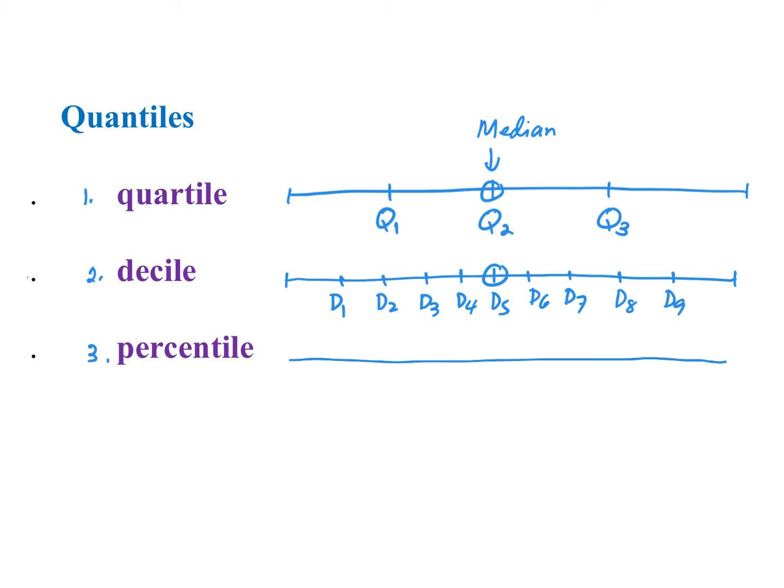Similarly, if we divide the arranged values into 100 equal parts, each division is a percentile. And so the middle division divider will be P50. That will be equivalent to the median. And then this will be P25, which is equivalent to quartile 1. And here we will have P75, the 75th percentile, which is equivalent to quartile 3, and so on.